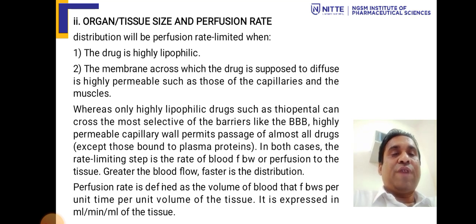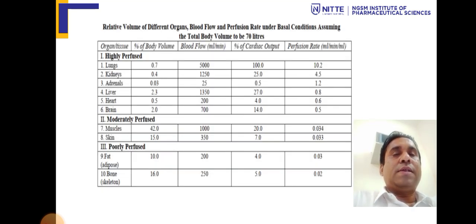The greater the blood flow, the faster the distribution. Perfusion rate is defined as the volume of blood that flows per unit time per unit volume of the tissue. It is expressed in ml per minute per ml of the tissue. Now let us see this.